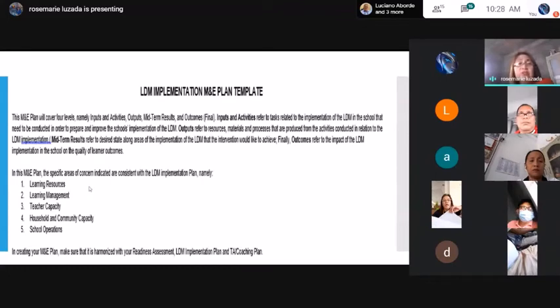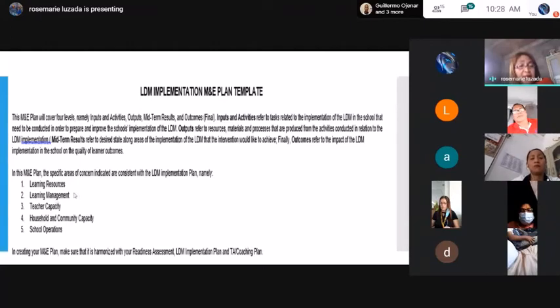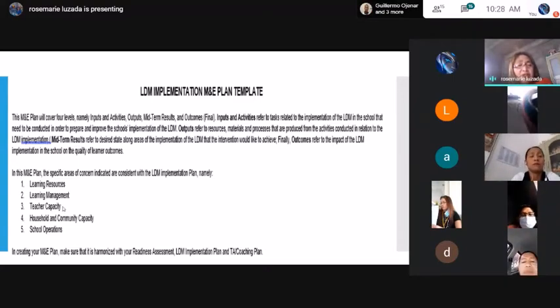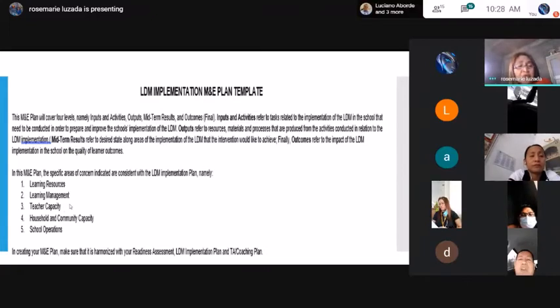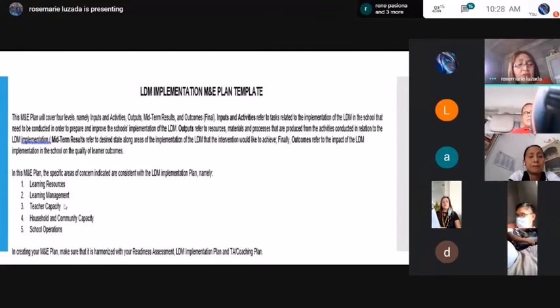So these are the specific concerns that we need to monitor and evaluate. The learning resources. Are our learning resources sufficient? Management. How do we manage learning? How about the teachers' capability? Their teaching competencies, are they appropriate? The teaching competencies, the strategies used by the teachers, are they suited to the kind of teaching they are introducing to our teachers?